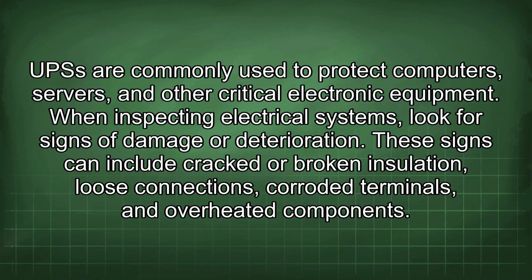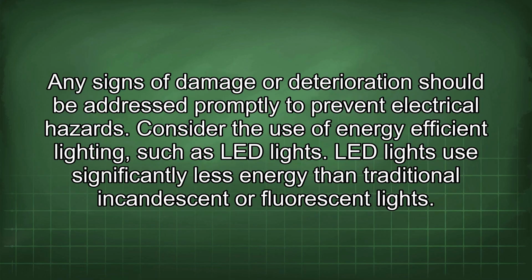When inspecting electrical systems, look for signs of damage or deterioration. These signs can include cracked or broken insulation, loose connections, corroded terminals, and overheated components. Any signs of damage or deterioration should be addressed promptly to prevent electrical hazards.